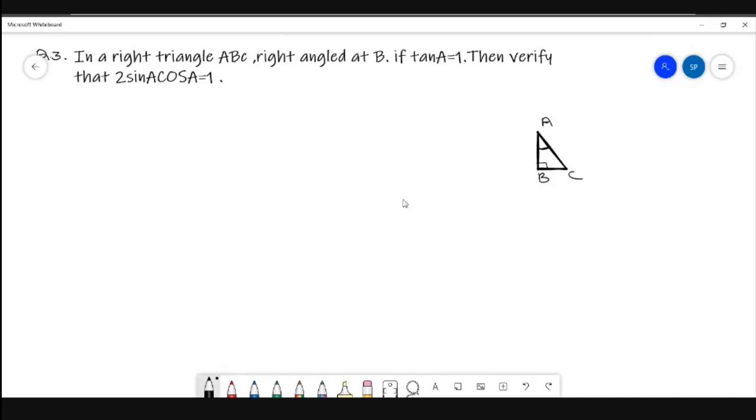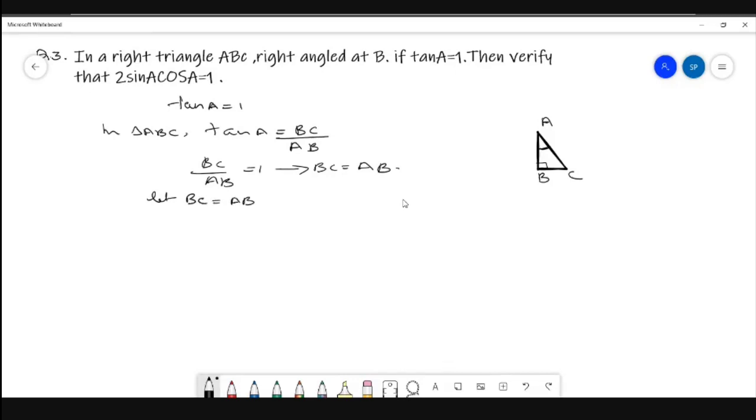So let us start with that. We have tan A equal to 1. Now, in triangle ABC, what is tan A? It is tan A equal to opposite side divided by adjacent side. So tan A equal to BC by AB. That means BC by AB equal to 1, which gives BC equal to AB. Okay, BC and AB are equal. Let it be equal to some K.